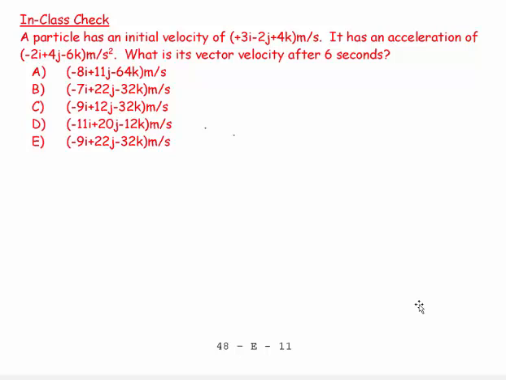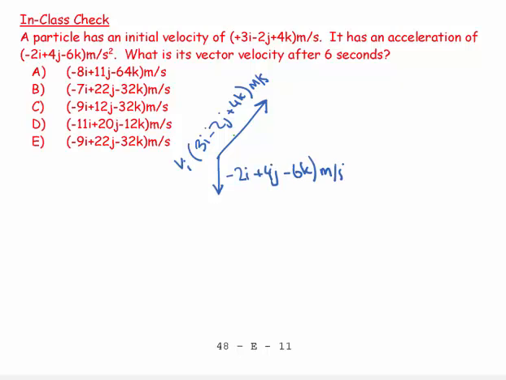Let's try one. A particle has an initial velocity. I could draw it to scale, but I don't need to. I'm just going to draw it. And this is going to be 3i minus 2j plus 4k meters per second. And this is my VI. It has an acceleration of minus 2, plus 4, minus 6 meters per second squared. So let's just draw this acceleration down here and say this is minus 2i plus 4j minus 6k meters per second squared.